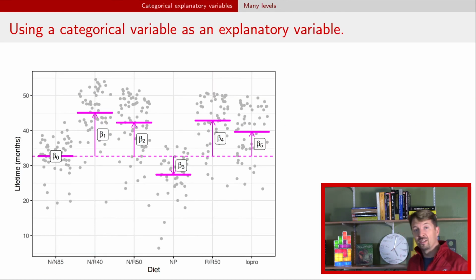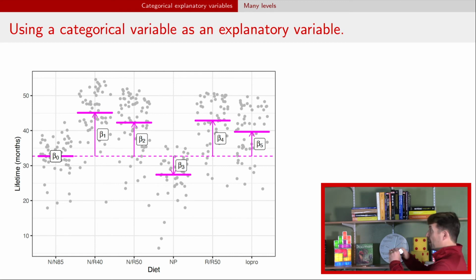All right, as a picture, this is what's going on. So in the binary categorical variable video, we only had 2 groups. Now we have 6 groups. One of those groups is the reference group. On this picture, it's the one on the far left, that NN85, and beta naught is just the mean lifetime for that group. So it's represented by that dashed line running right through the middle of this picture. That's the beta naught. All of the other betas are then deviations from that line. So we have beta 1, which is the difference between the NN85 group and the NR40 group in terms of the vertical distance from the mean lifetime of the NN85 diet to the NR40 diet. And you can do that for the other betas as well.